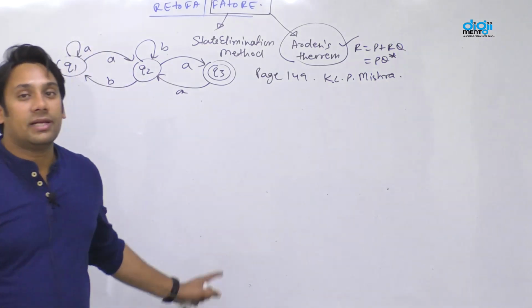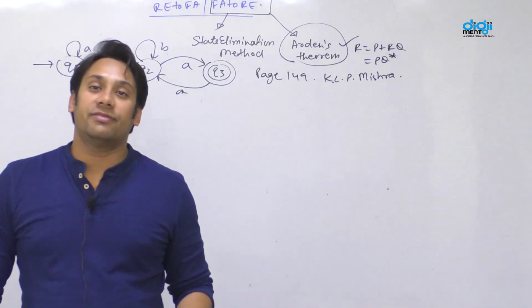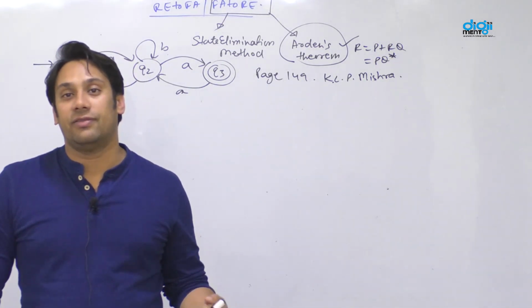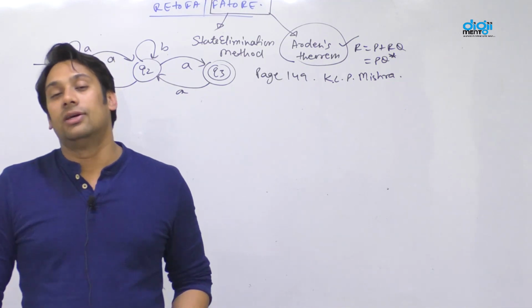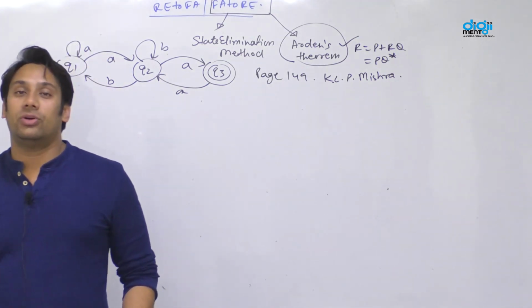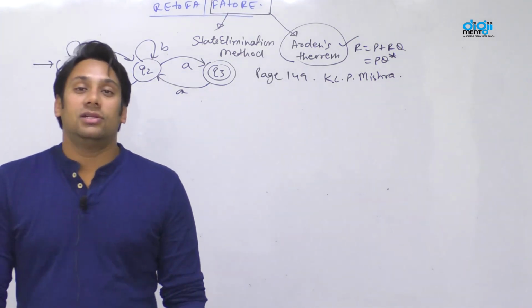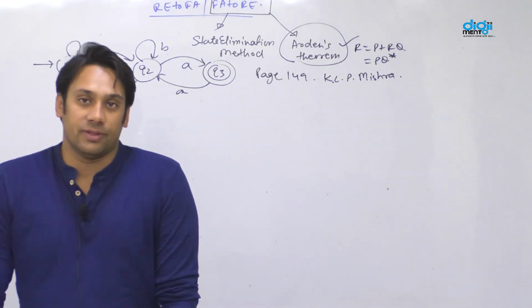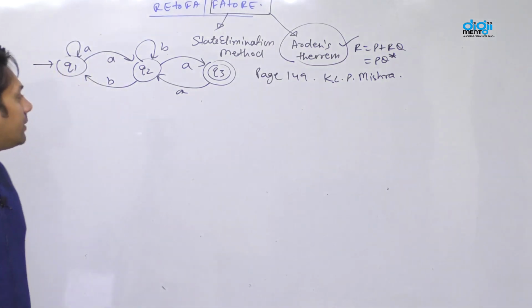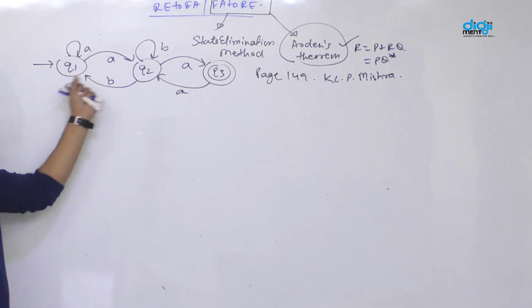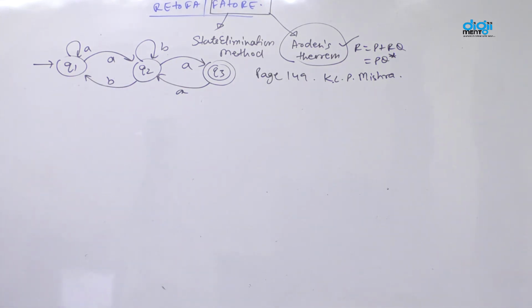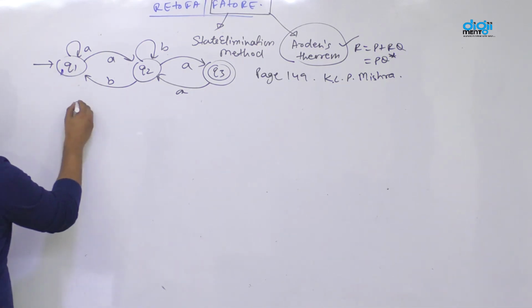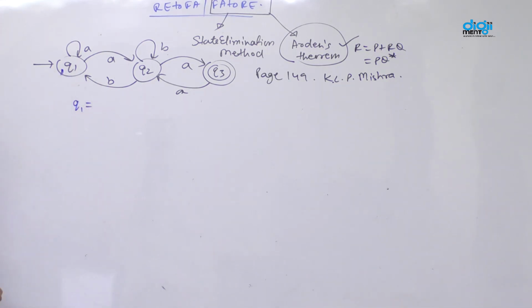Now this method that I am telling you is applicable for any finite automata, whether it is an NFA, a DFA, or an epsilon NFA. Whichever of these finite automata you have, you will still be able to apply this method. So what I'm going to do is convert this finite automata in terms of equations. For example, we have a state Q1. For the Q1 state, I'm going to write an equation.